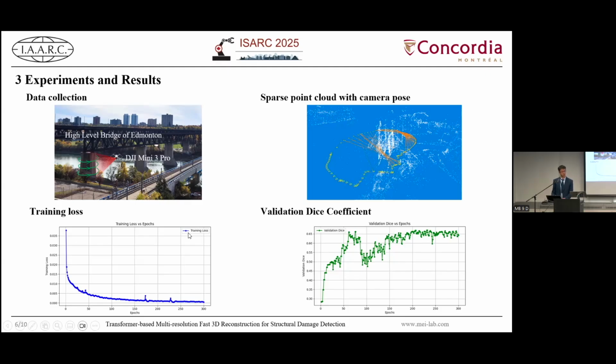For the segmentation model training, we used a public crack dataset, which consists of around 6,000 crack images. You can see the loss is decreasing steadily after 300 epochs, and the validation dice coefficient is increasing steadily. That means the Swin UNETR model can learn certain features to distinguish the crack on the concrete background without overfitting.